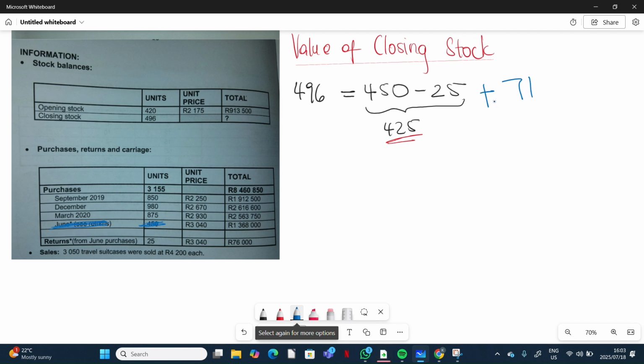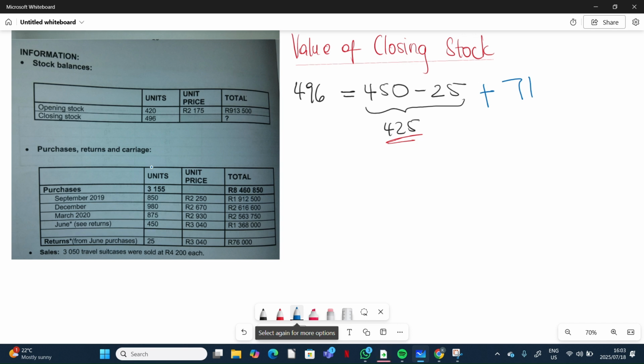This 71 will come from the period before June, where they bought before June, right? So remember they also bought in March 2020. In March 2020 they bought 875. So from the 875 that they had, 71 units of that amount didn't sell, right? Remember, we do a bottom up. The reason why we're trying to get the value of the closing stock is that we need to find the units that are literally left from where we purchased them, right?